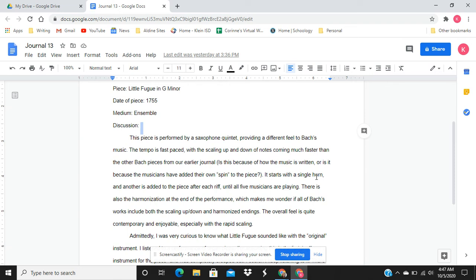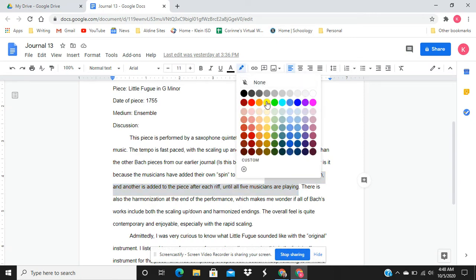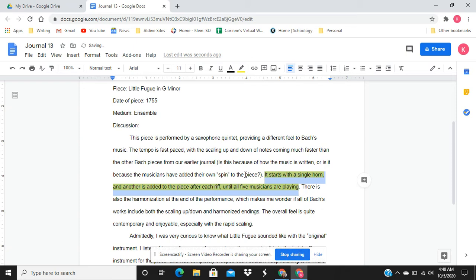It starts with a single horn, could be a sentence by itself, and another is added to the piece after each riff until all 5 musicians are playing, can also be a sentence by itself. And so, because the sentence fits the structure that I'm looking for, I'm going to go ahead and highlight it. This is an example of a compound sentence.